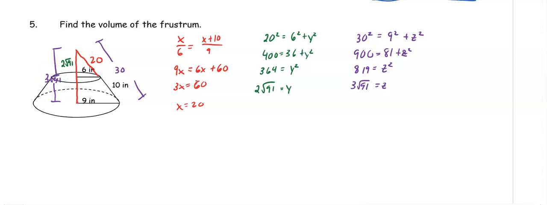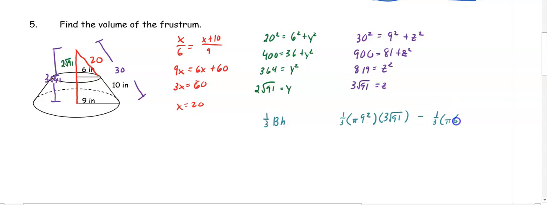So to find the volume, we're going to do the volume of the bigger cone minus the volume of the smaller cone. Remember that volume is 1/3 base area times height. So we would have 1/3 the base area of the bigger cone, if it was there, which would be pi 9 squared, times the height of 3√91, minus 1/3 pi 6 squared times 2√91. When we multiply that out, we get 81√91 pi minus 24√91 pi. Because they both have pi in their answer, we can subtract and we get 57√91 pi inches cubed.